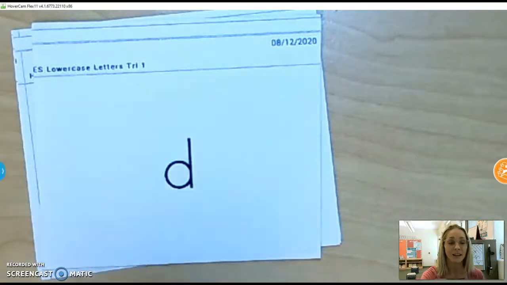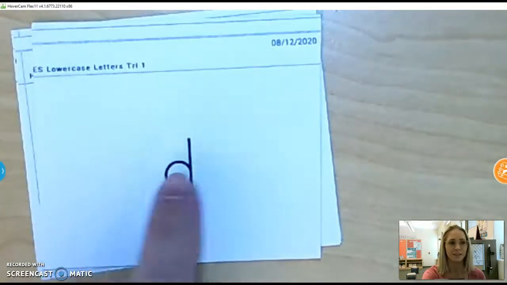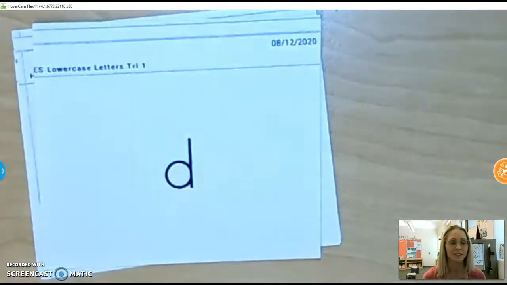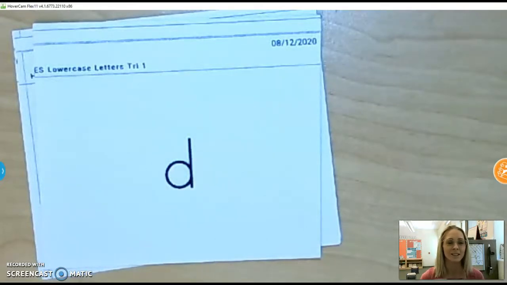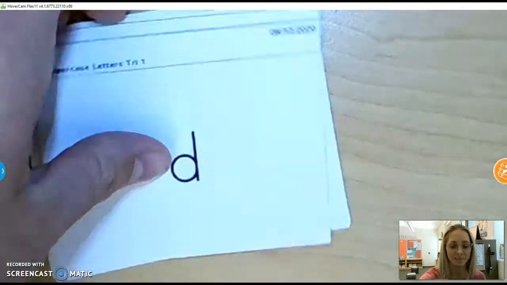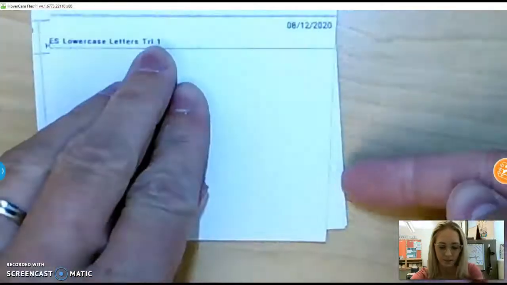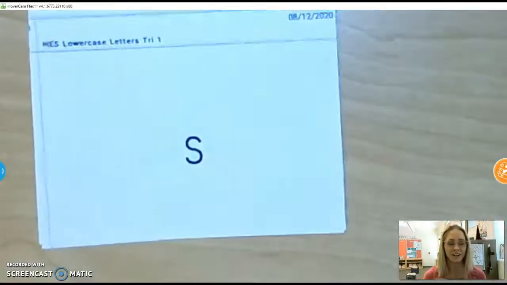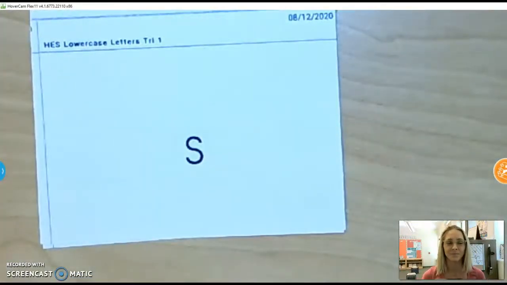You can remember that it's not a B because it has a diaper. Think about that whole circle on the side is a diaper. So D, D. Go ahead and say it. Good job. What letter is that? That's S. S, S, S.